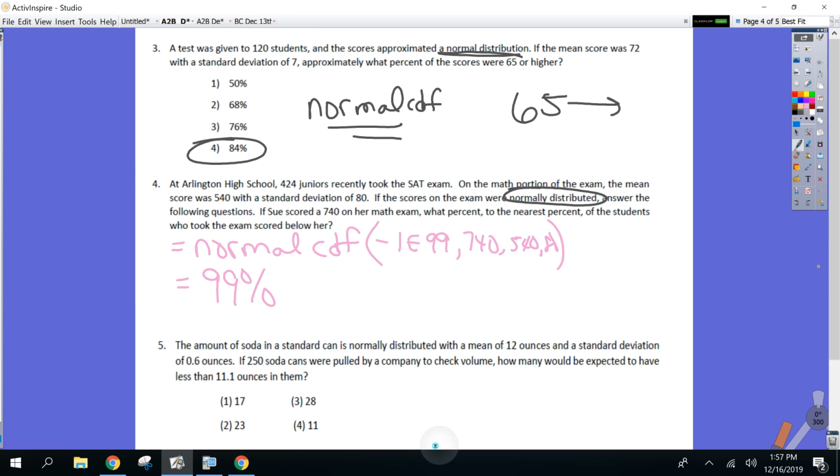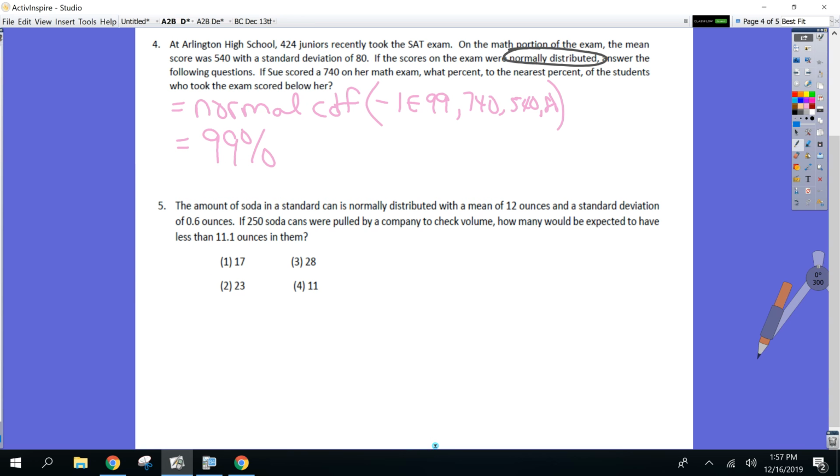All right. Feeling confident? Good. Because now all we're going to do is take your percent and do something with it. Just don't give me the percent. I want you to do something with it now. So how about the sodas? The amount of soda in a can is normally distributed. Mean of 12, standard deviation of 0.6. If 250 soda cans were pulled, how many are expected to have less than 11.1 ounces in them?